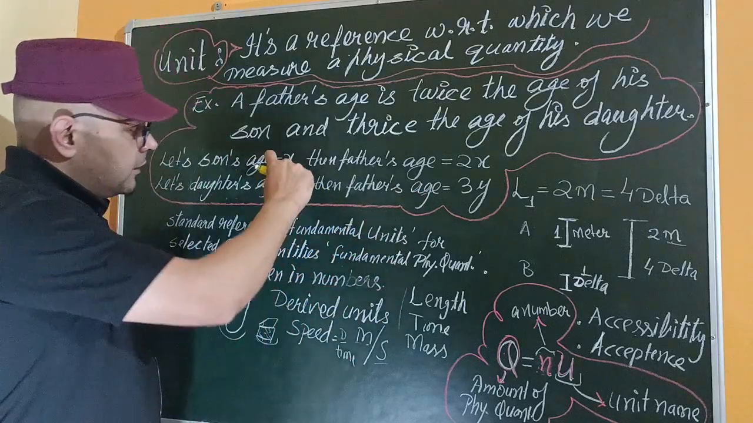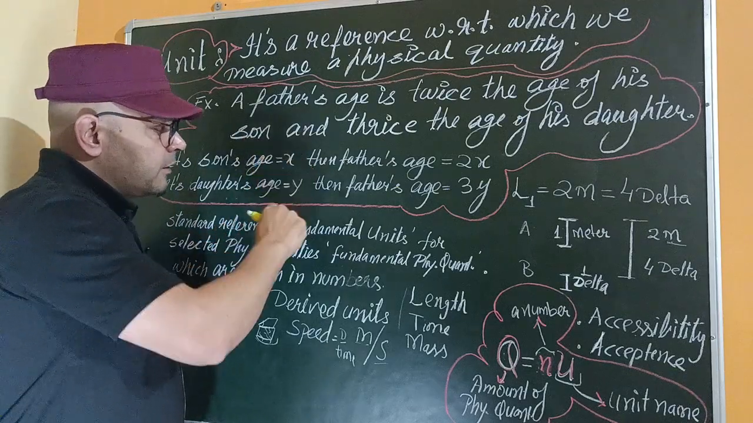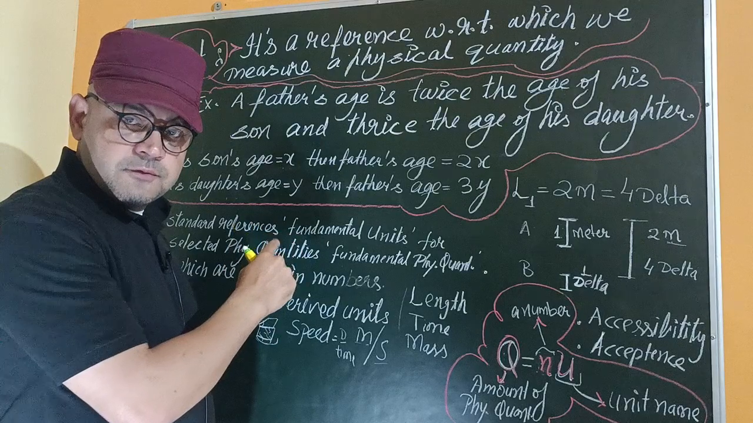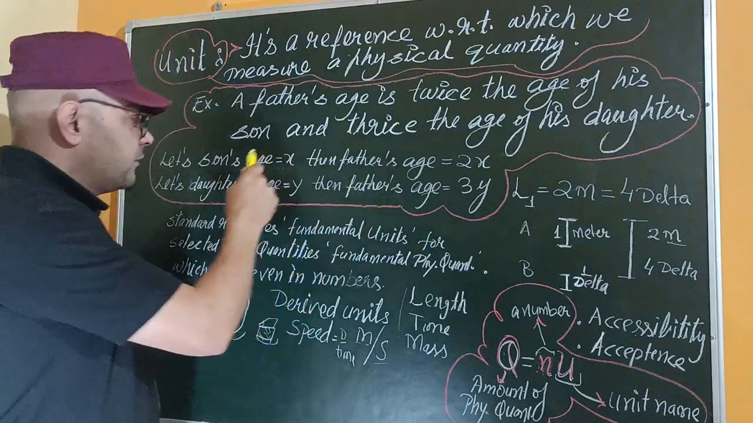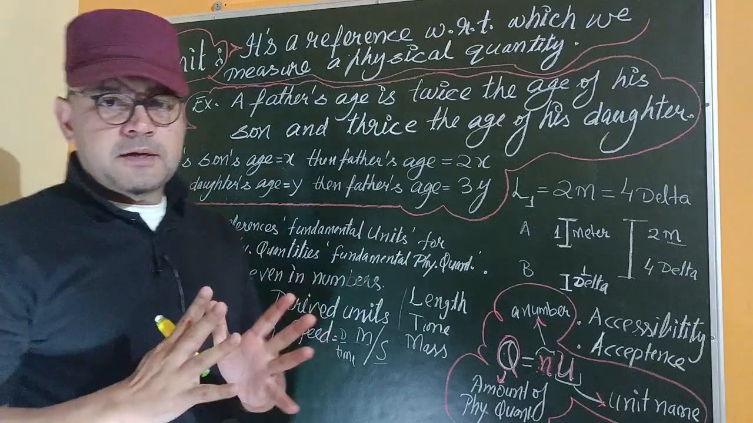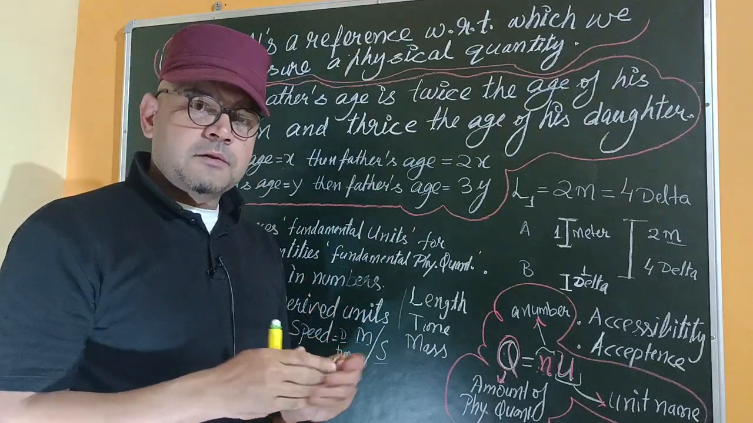So with this reference, I can express the father's age in terms of this reference. That is the basic criteria or basic thought behind developing this concept that is called unit.